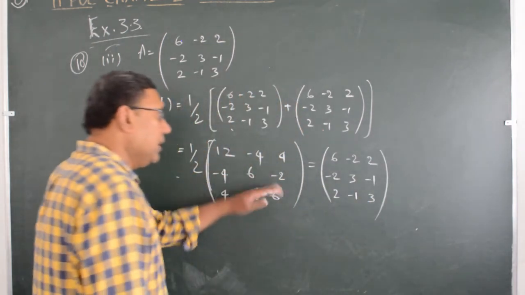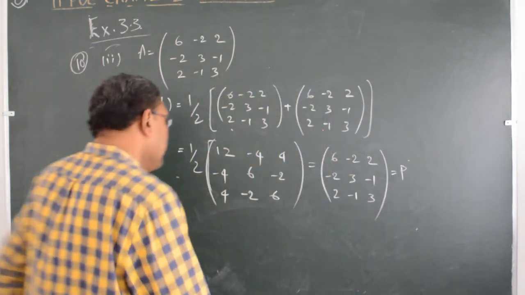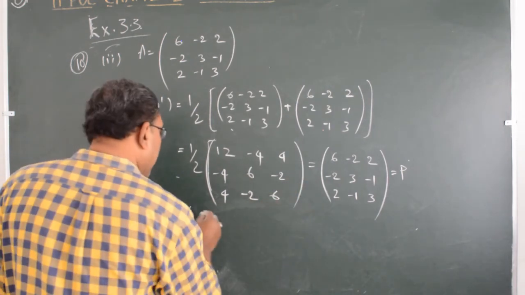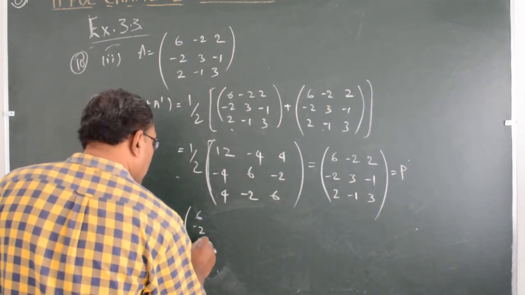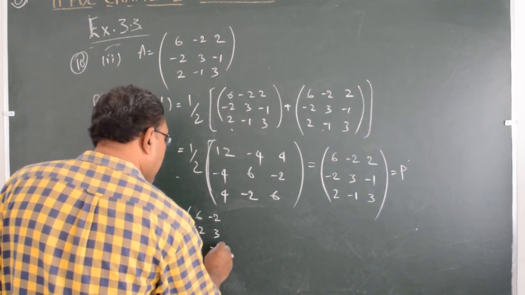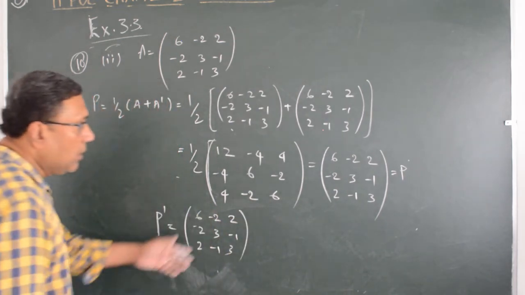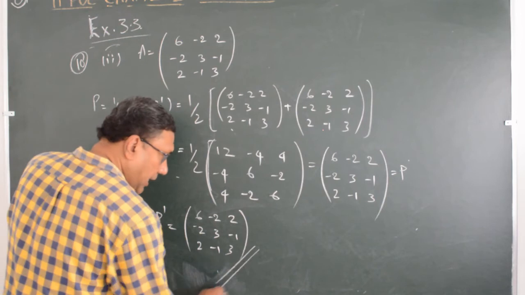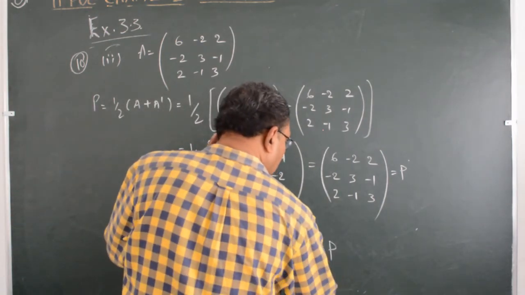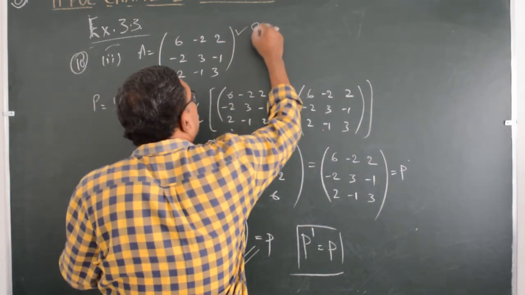Let us take the transpose of this. This is actually your P. Then take the transpose of this matrix [6, -2, 2; -2, 3, -1; 2, -1, 3]. Look at the matrix, they are absolutely the same, that is P dash, P transpose is equal to P. Put a box. Therefore, this given matrix is symmetric.